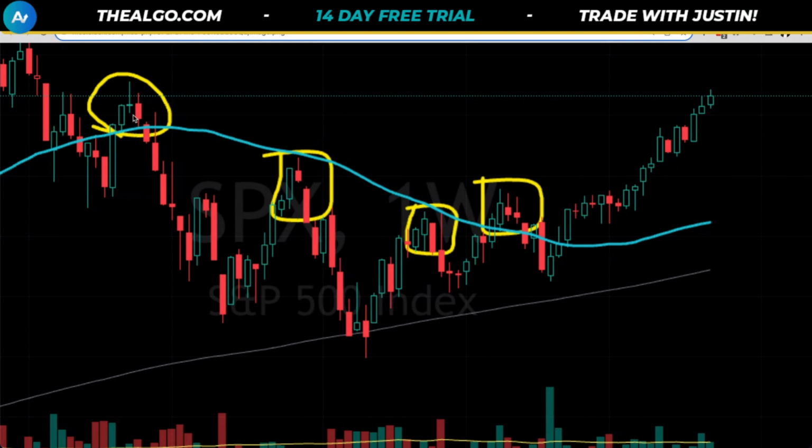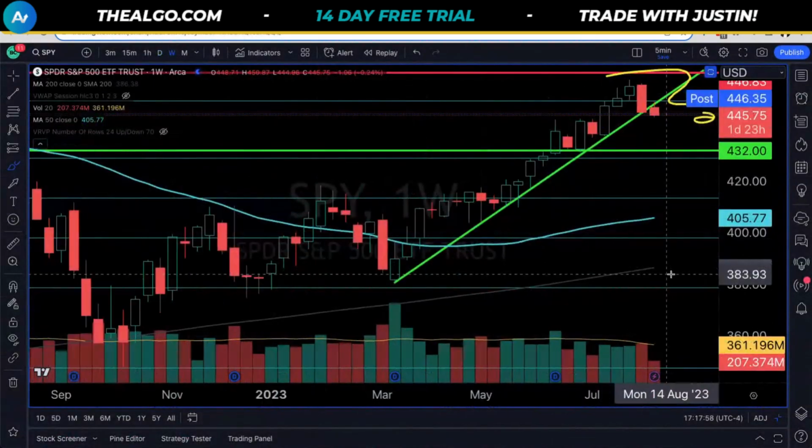We also need to see a weekly lower low. So here's the lower low closing below the low. Lower low closing below the low. Lower low closing below the low. Lower low closing below the low. What is S&P flashing so far in the weekly chart here?